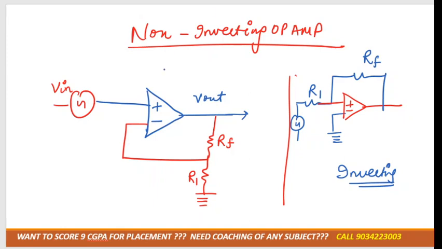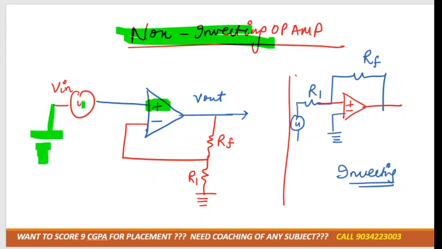Got it? In the non-inverting amplifier, non-inverting means the supply should be connected to the positive terminal, right? So we are giving the input voltage to one end, and the other terminal of the voltage source is grounded. Now we have to connect the resistance also. We need to connect the feedback resistance, right? Feedback resistance would be connected between the output and the input terminal, so here also the feedback resistance is indirectly connected with the output and the input terminal.